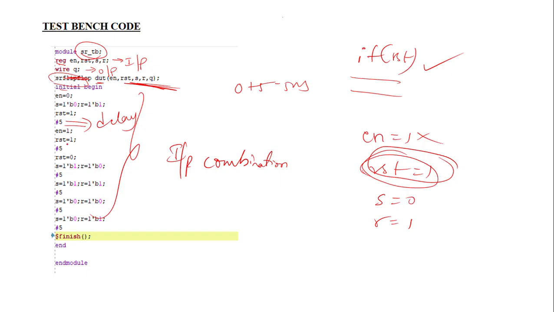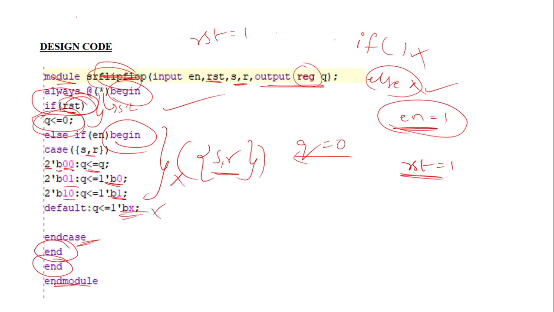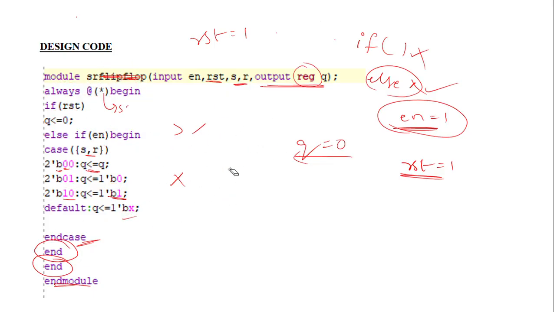Next, again you give some delay. Now your reset is going to be 0. Reset is equal to 0. So in the design code, this if statement is going to be false, so then it goes to the else statement. One minute, I can erase all of these, so next time you can understand properly.